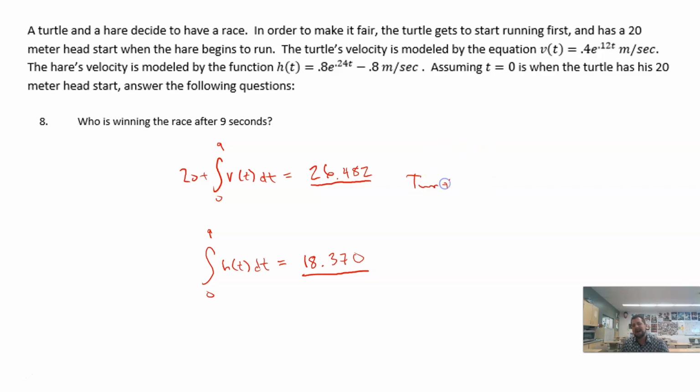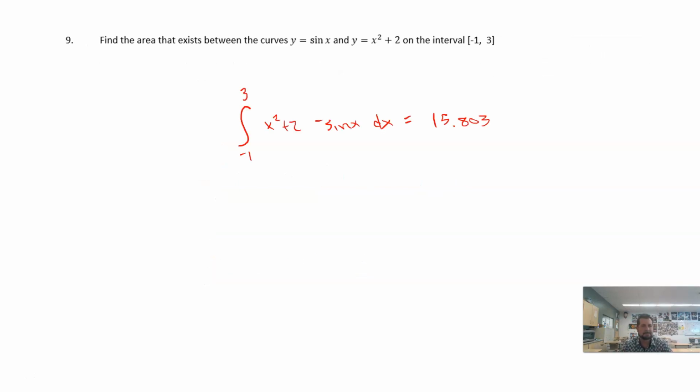And anytime you're asked a question like this one, you can't just say, I think it's the turtle or I think it's the hare. You have to have the numbers to back it up so you can say, without a doubt, that's who's winning the race after 9 seconds.